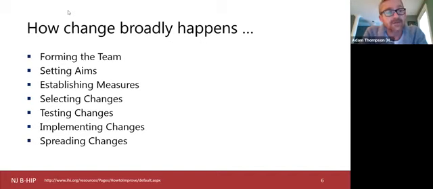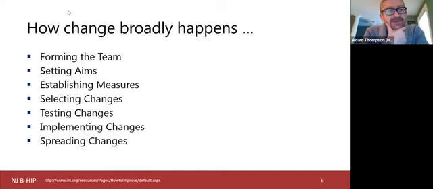Most processes begin by forming the team. Once you form the team, that team comes together, starts looking at the problem, identifying what work needs to be happening, what projects need to take place in order to achieve the goals, and they begin setting aims, really guiding the project forward. After setting aims, projects move to establishing measures, making sure that they know that what they're doing is actually improving a process on the back end.